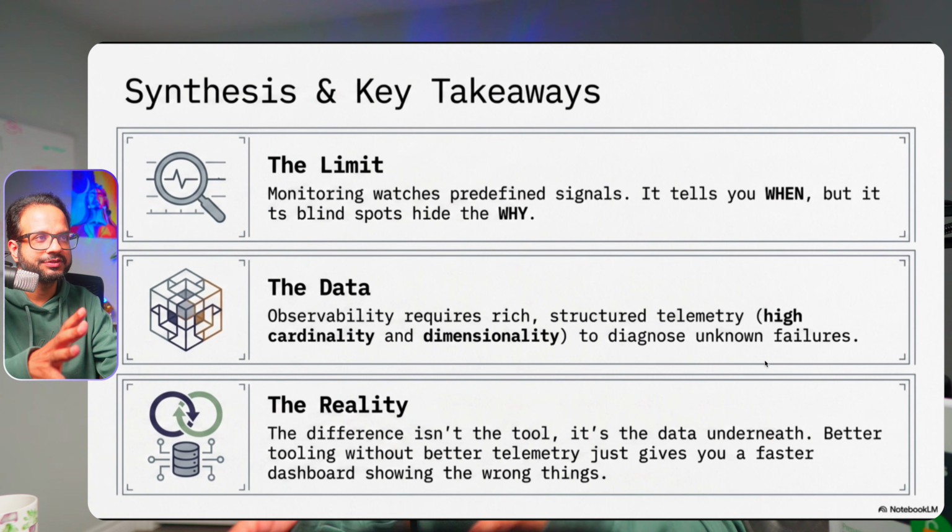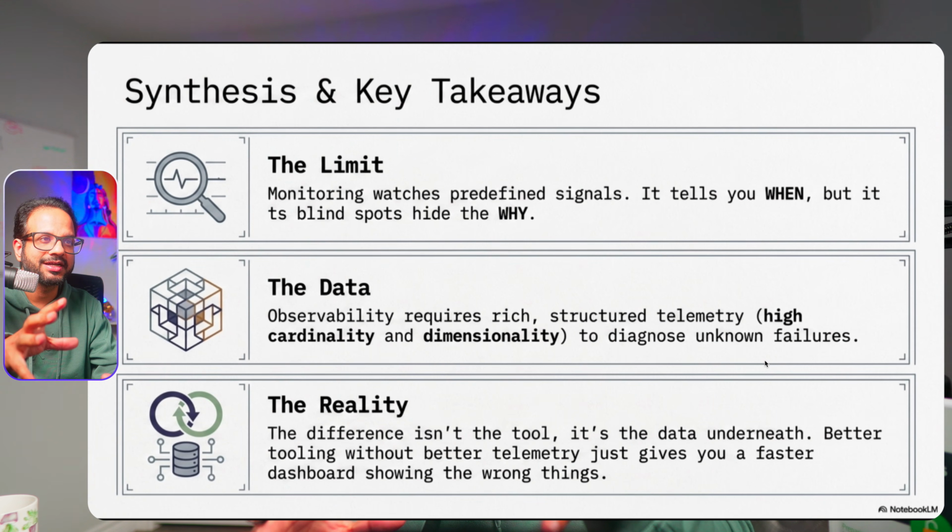So to conclude this video, the key takeaways are: first is the limit. Monitoring watches predefined signals, right? It tells you when, but its blind spots hide the why. You need observability to understand why your system is failing, why your request is slow, why you are not getting the result that you wanted, based on performance, based on system uptime, and various other factors.